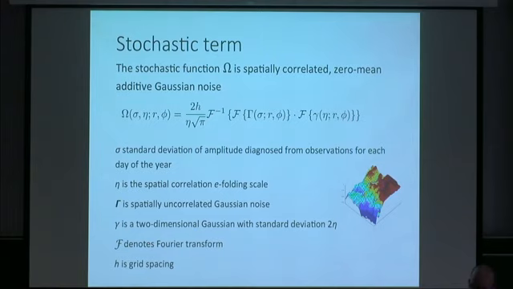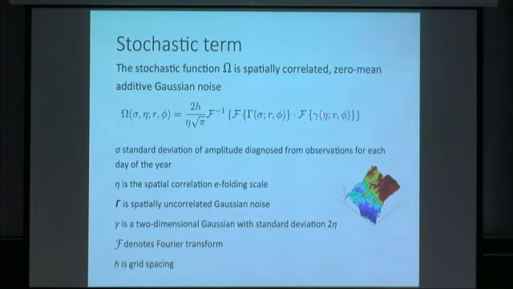And we diagnosed that from observations for each day of the year, and I'll show you that data in just a moment. The parameter eta is the spatial correlation e-folding scale. So if I calculate the correlation between concentration deviations at one location and deviations at another location, at what characteristic spatial scale does that decay to 1 over e? And then we have a convolution here, which is done in a computationally efficient manner via fast Fourier transform, which is what the F denotes.